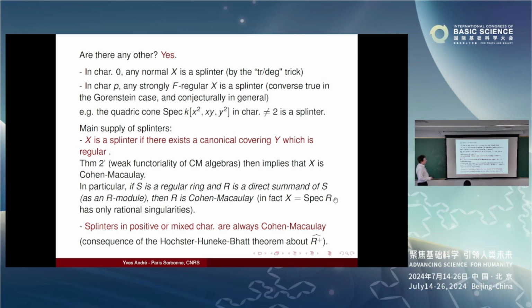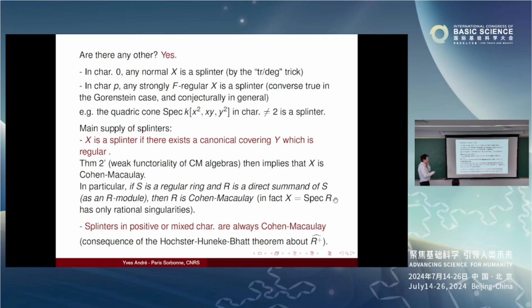There are a lot of examples, but the main supply to find splinters, which are not necessarily regular, is the following recipe. X is a splinter if there exists a canonical covering Y of X, which is regular. So now it is Y which is regular. X is maybe not regular, but if Y to X is a canonical covering, then X is a splinter.